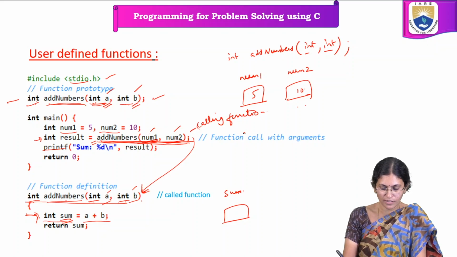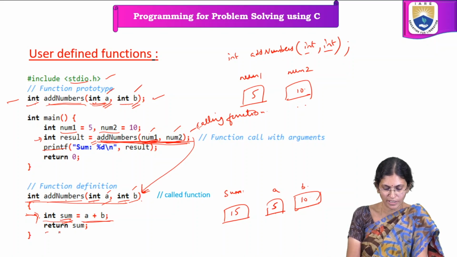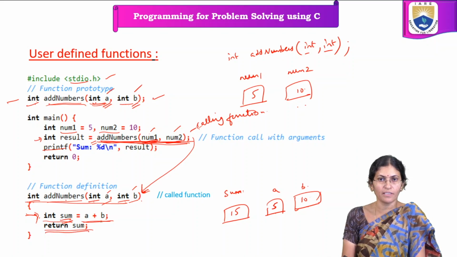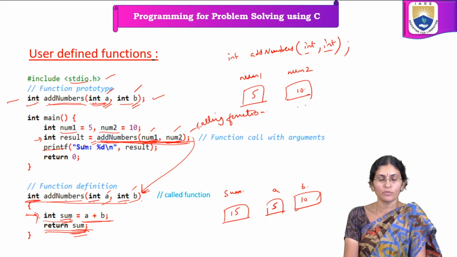The value of num1 is 5. A copy is created in A and B, which are local variables. Inside A the num1 value is copied, and inside B the num2 value is copied: 5 and 10. Now sum is equal to A plus B. We add these two values and assign the result to sum. Then return sum. This function is returning a value. The return type is an integer, and sum is also an integer, so it will return integer type data to the calling function.